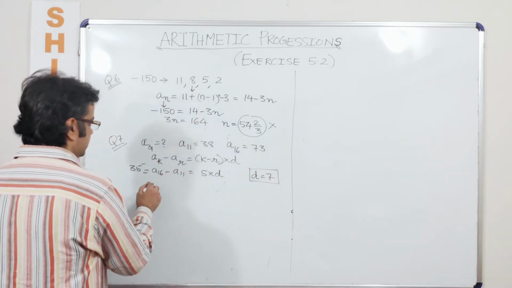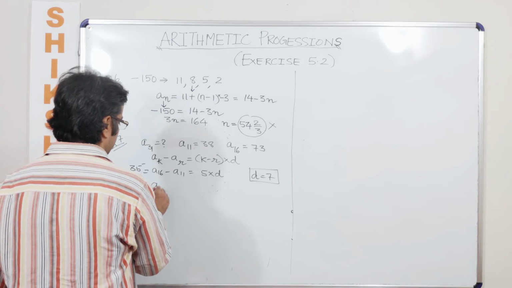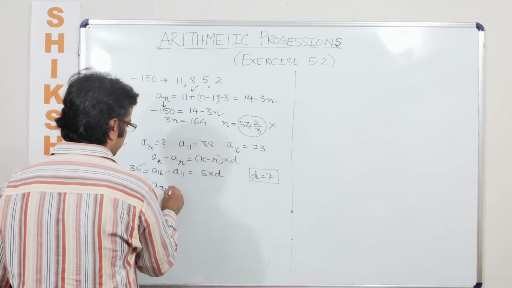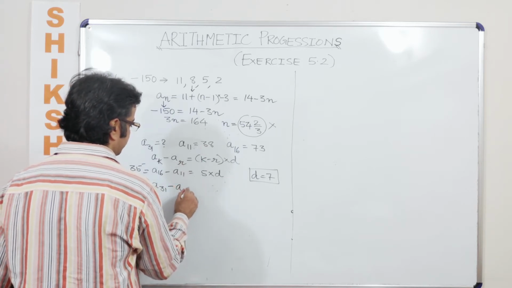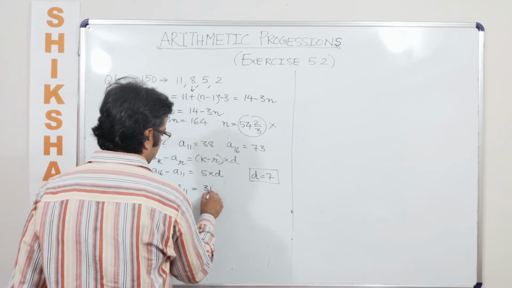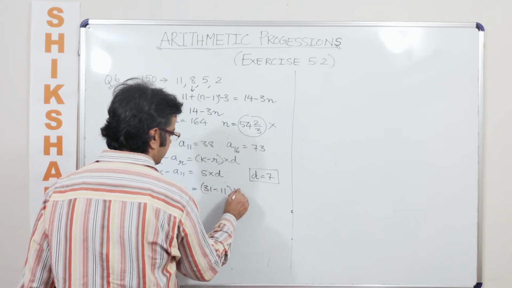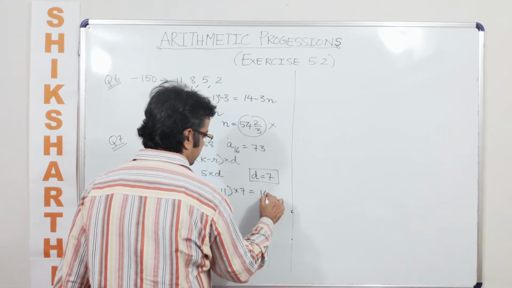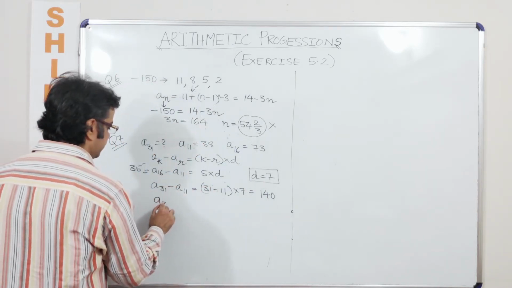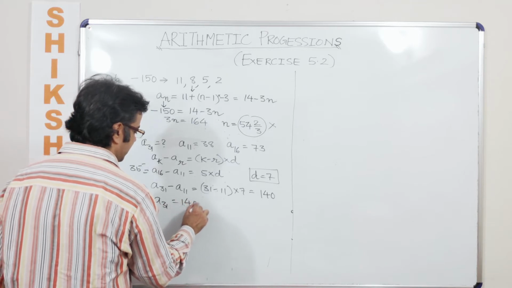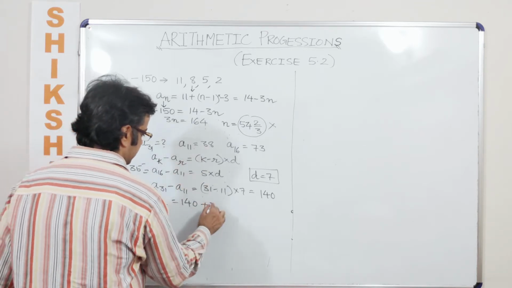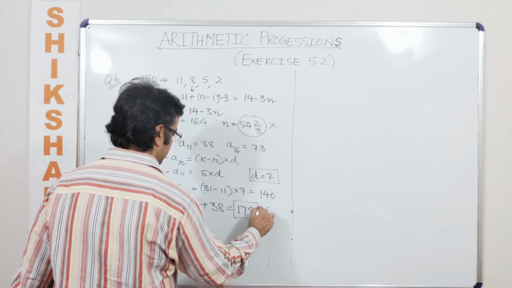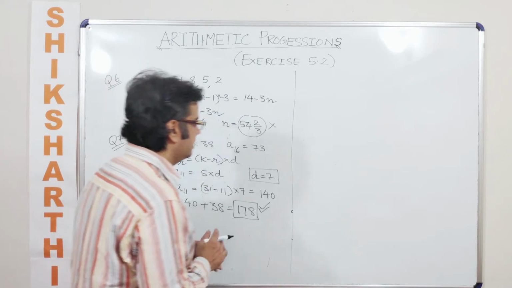Now you need to find out the 31st term. So 31st term minus any other term from here. Let's say you take the 31st term and the 11th term. This should be 31 minus 11 into the value of d which you have already got. So this comes out to be how much? 20 into 7 is 140. So from here you will say the 31st term is nothing but 140 plus this term which is 38. So you get the answer as 178 as the 31st term.